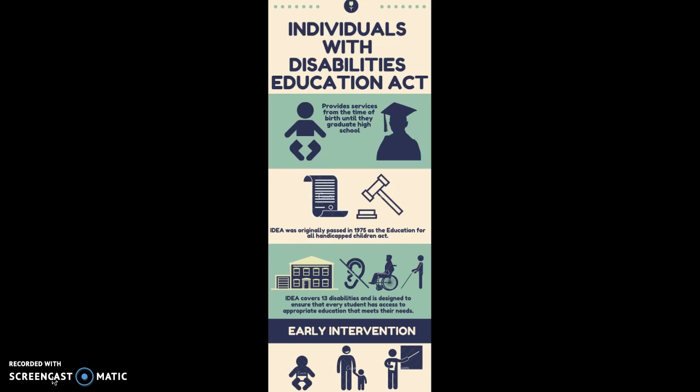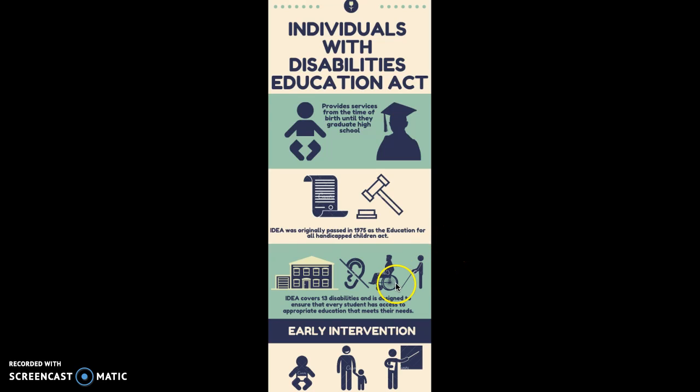It was originally passed in 1975 as the Education for All Handicapped Children Act, and about every 5 years it was updated, with the most recent being in 2004 when it was reauthorized. It was originally created as a way to ensure that students with disabilities receive an appropriate public education. The law was created to ensure children have a free and appropriate education that is designed to meet their unique needs and prepare them for the future.